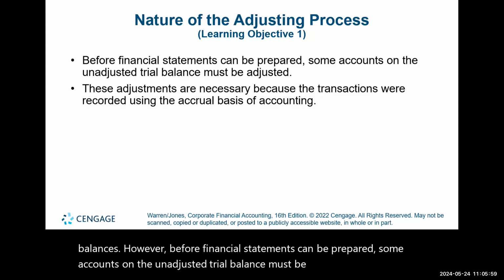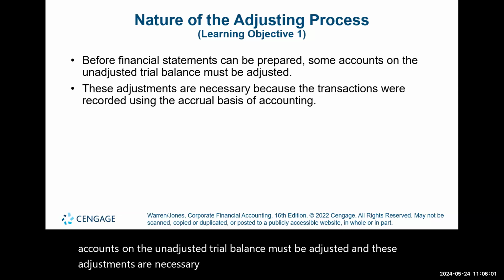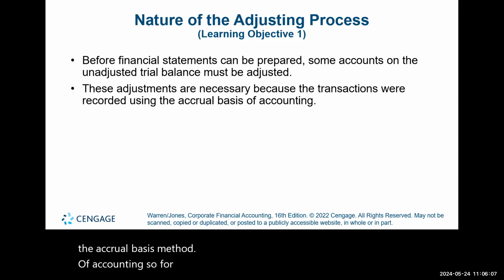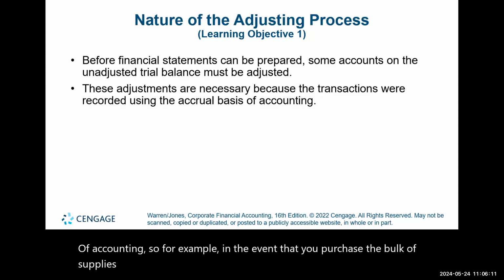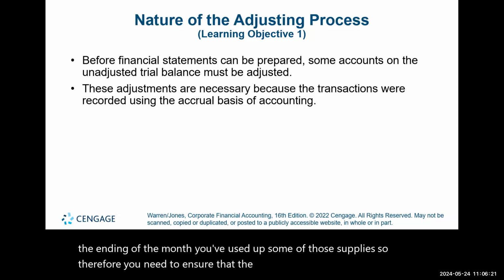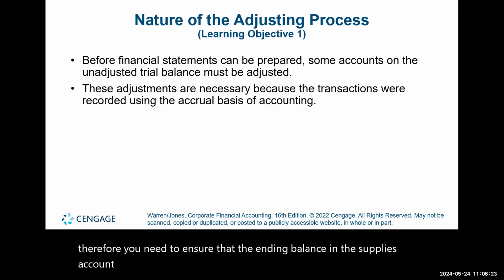These adjustments are necessary because the transactions were recorded using the accrual basis method of accounting. For example, in the event that you purchase the bulk of supplies in advance at the beginning of the month, it's very likely that at the end of the month, you've used up some of those supplies. Therefore, you need to ensure that the ending balance in the supplies account reflects the actual amount of supplies that are left on hand.